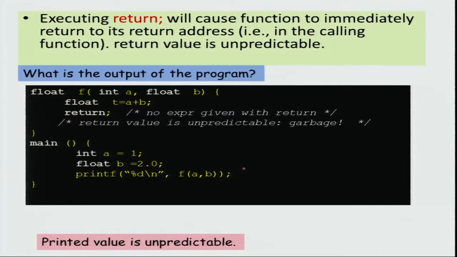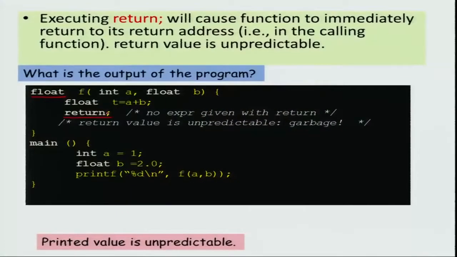Now, just for curiosity's sake, executing return will cause the function to immediately return to the return address. Now, the return value, if you omit it, then the return value is unpredictable. So, here is an example. You should in general avoid doing things like this, but just for completeness, I am supposed to return a float value. Instead, if I just say return, the program will compile, but when you execute, some unpredictable behavior may result. Okay. So, the printed value in this case can in general not be predicted.